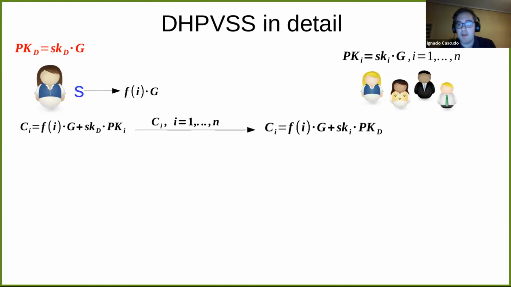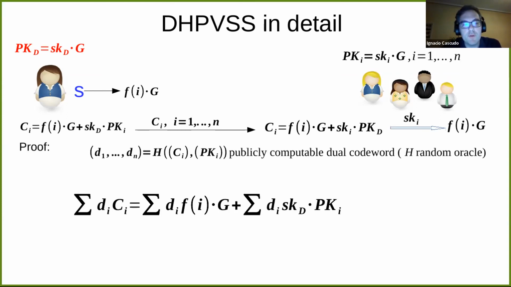The ith party can actually recover the ith share. And now the proof consists in the following. You sample, via a sort of Fiat-Shamir technique, some random code word in the dual. You take the linear combination with coordinates being the components of that code word. And now the point is that this factor here should go to 0 if the sharing is a correct one.